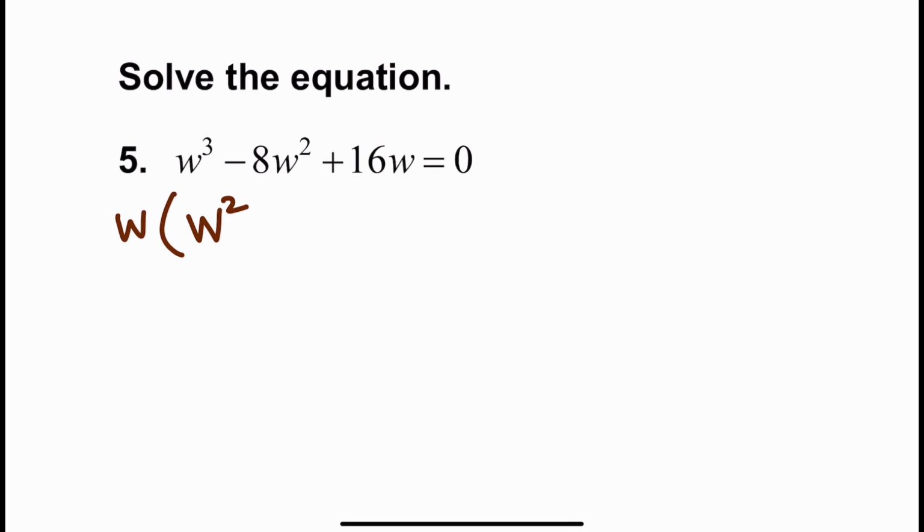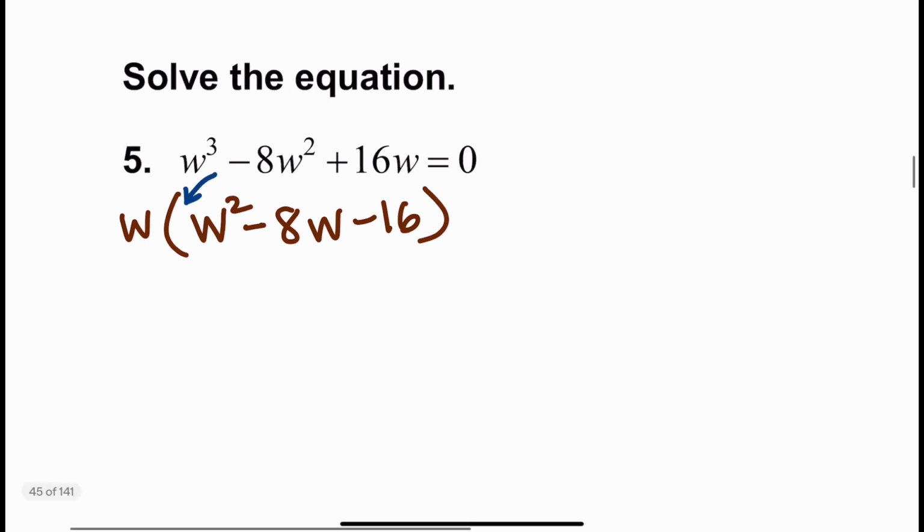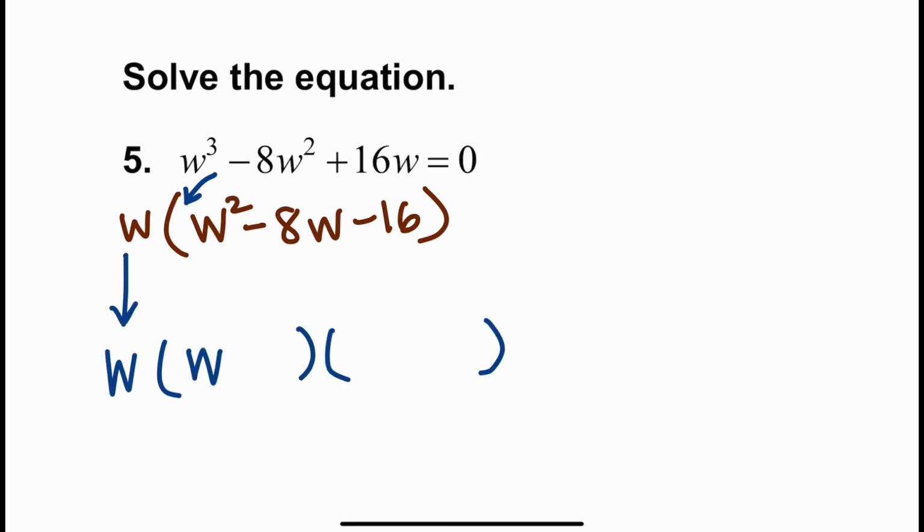I have w squared minus 8w minus 16 if I pull a w out of everything. Now this is going to be my shortcut because there's not a number in the front. I'm going to bring the w down. And then I have w. First we learn to add, then we learn to multiply. We're looking for 2 things that multiply to negative 16. 1 and 16, 2 and 8, 4 and 4. And that add to negative 8.